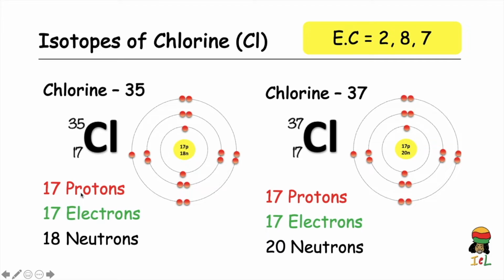Since the isotopes of chlorine all have 17 protons, then they will also have 17 electrons. Consequently, the electron configuration for each chlorine isotope is 2,8,7. That is, they all have 7 electrons on the last shell. Therefore, they all have similar chemical properties.